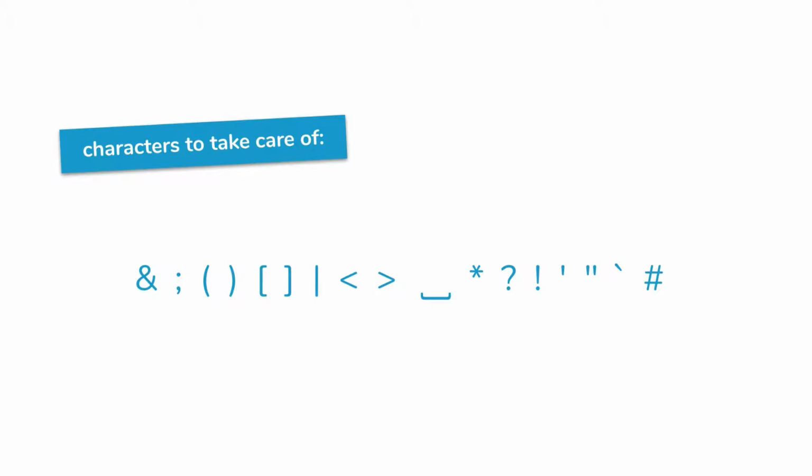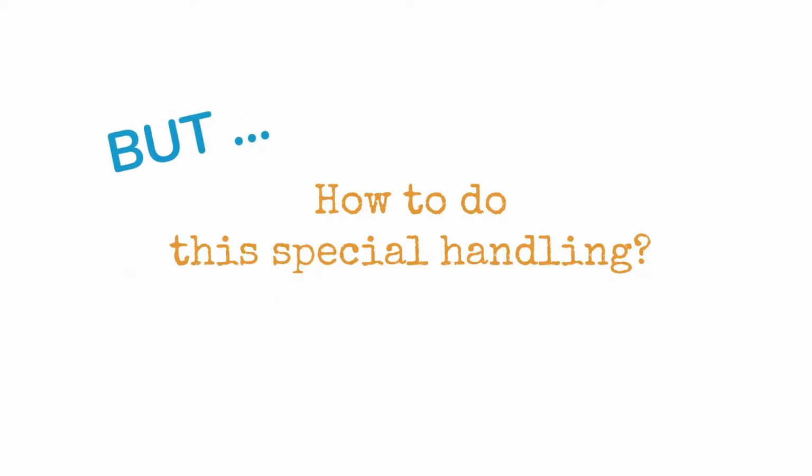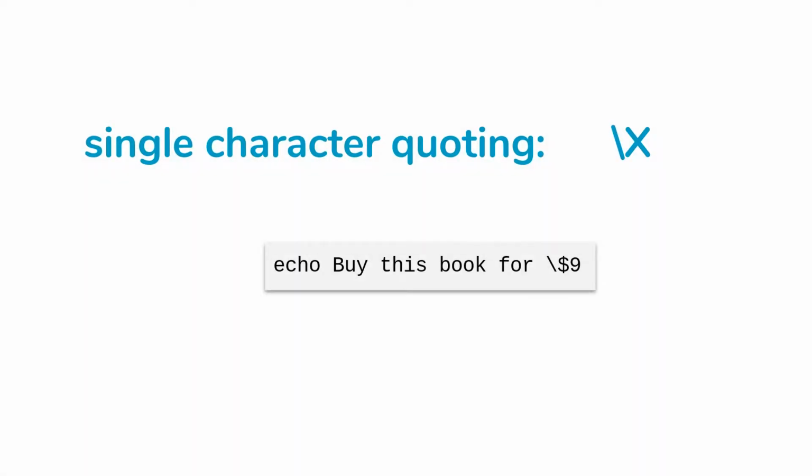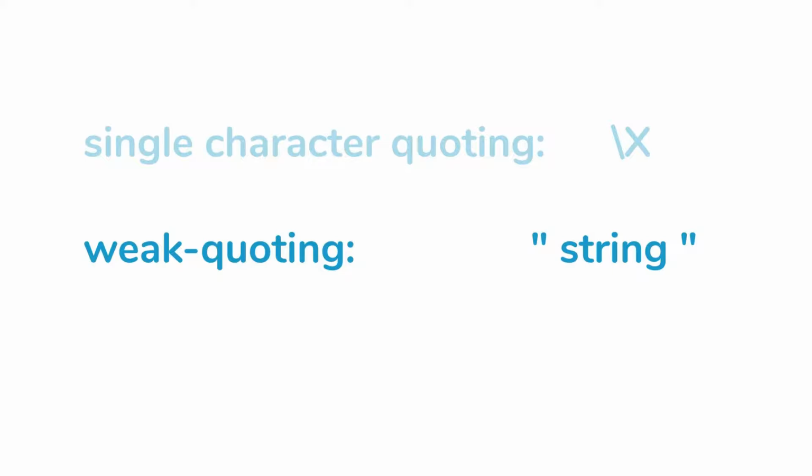So now we have a list of special characters we need to take special care about. But how to do this special handling? Generally, you have three options to let the shell ignore characters with special meanings. First, single character quoting. That means you prepend the special character with a backslash. You write a backslash just in front of the special character you want to quote. For instance, echo buy this book for \$9.